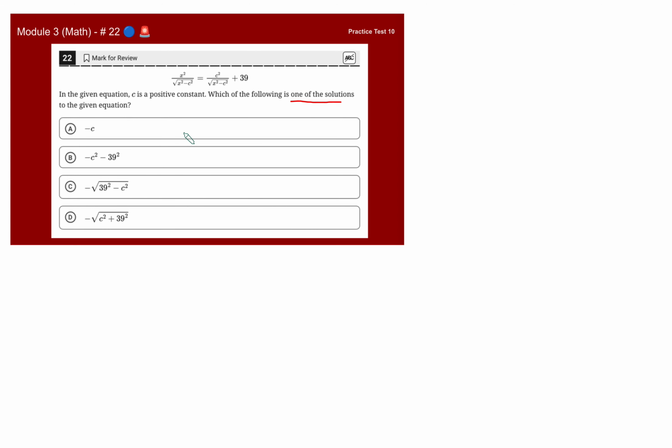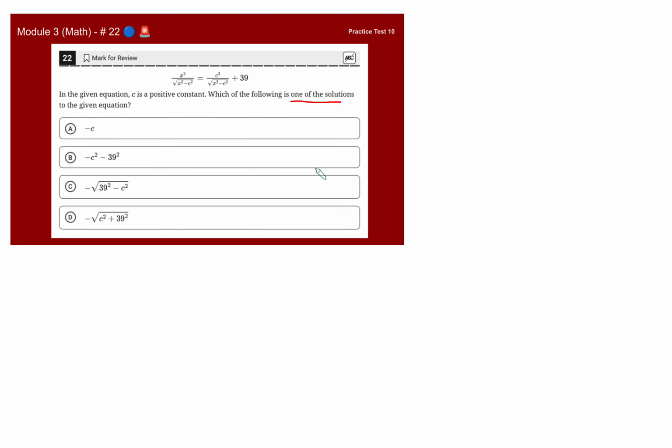Also notice that the value C is in all these expressions here. So if C is in all these expressions, then we could make C whatever we want it to be. It doesn't have to be a set number. Okay, so the first way we're going to do this problem is through Desmos.